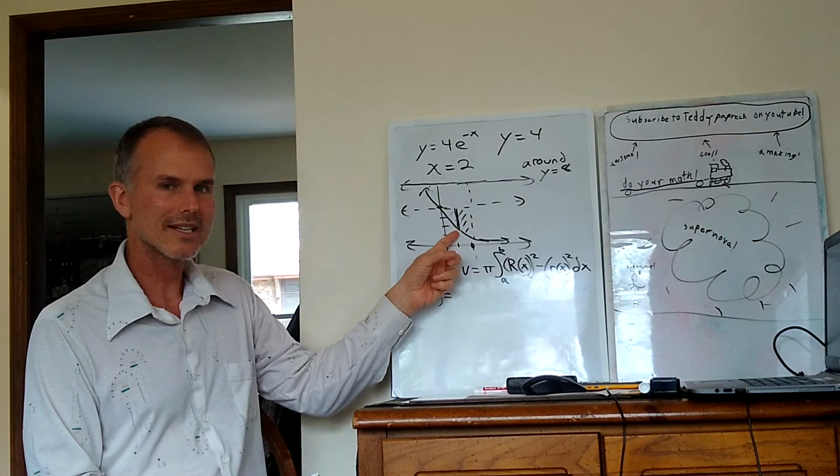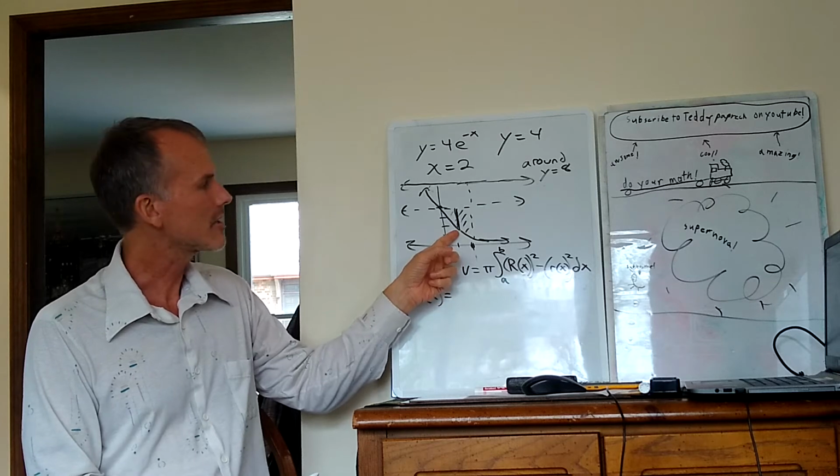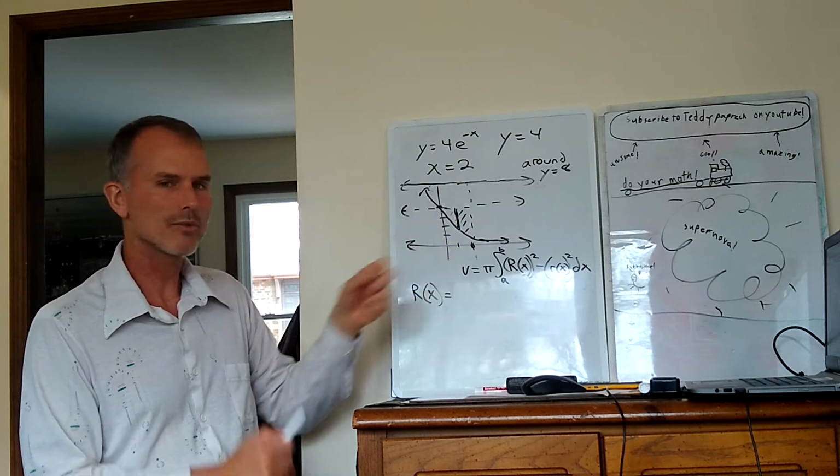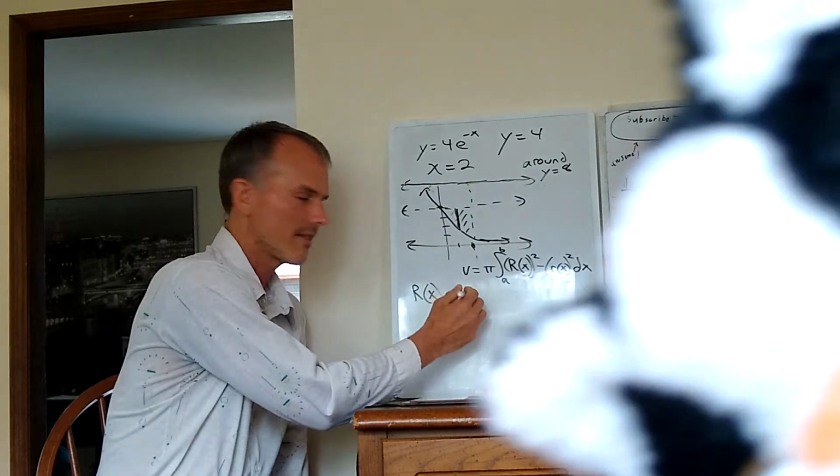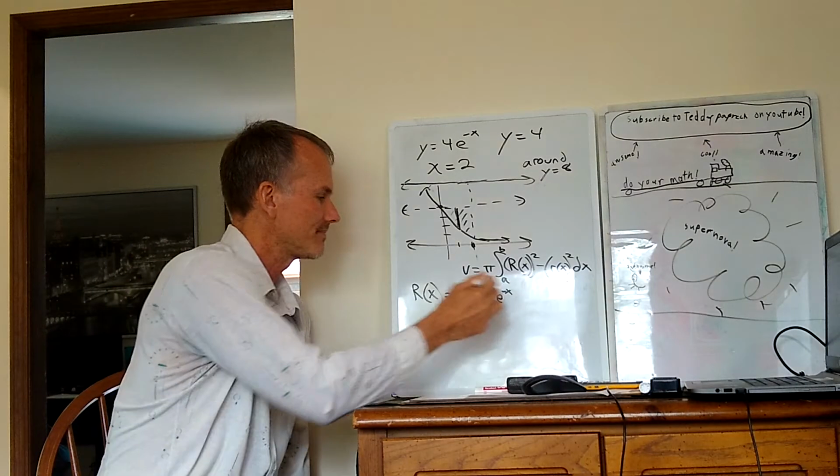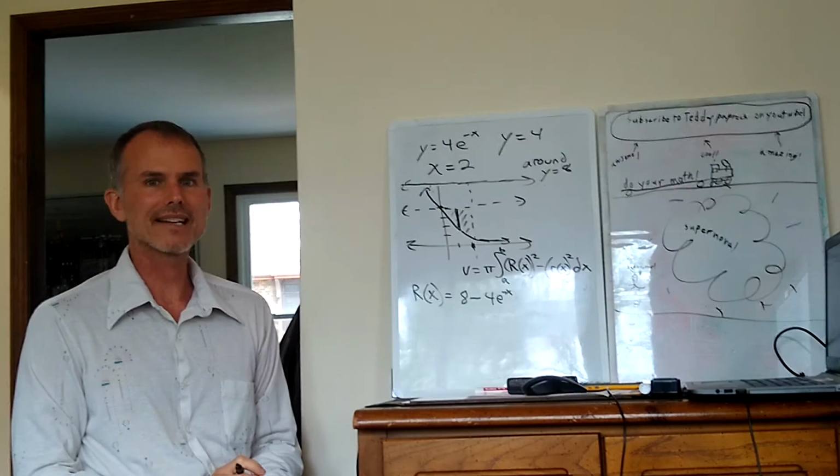The far boundary of the shaded region is on the bottom. So I'm going to take this y value minus this y value. So big R of x is going to be 8 minus 4 times e to the negative x. That's big R of x.